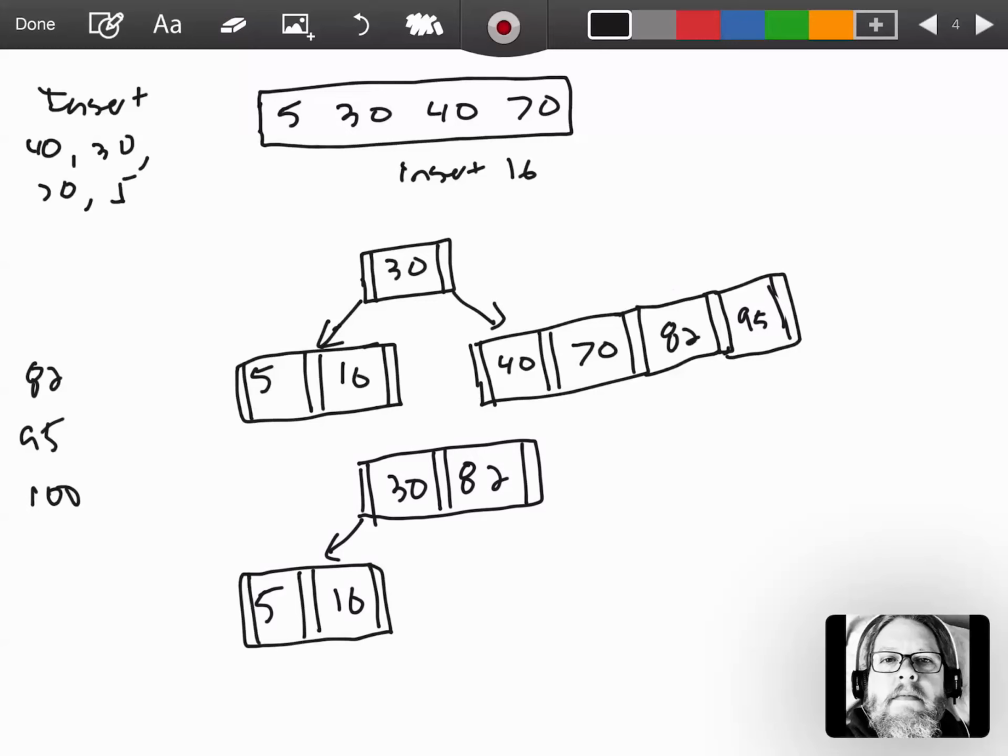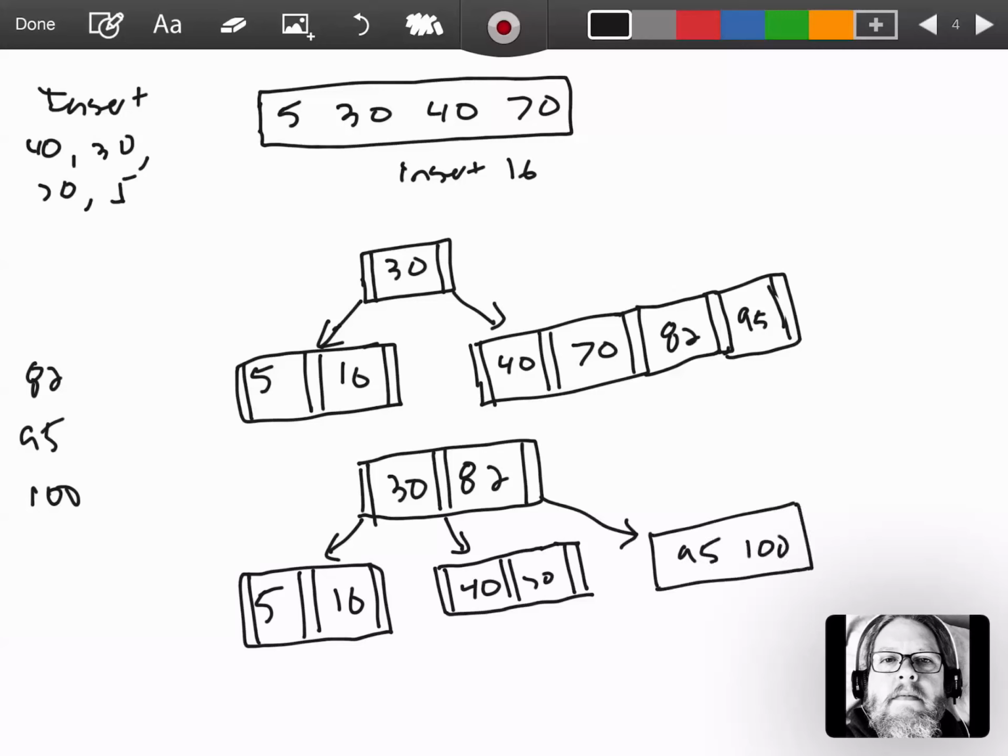But now we have a node here that's the things that are between 30 and 82, which are going to be the 40 and the 70. And the things that are greater than 82, which are going to be the 95 that we had before and the new 100 that we added. So that's how we would continue to add on to those things.